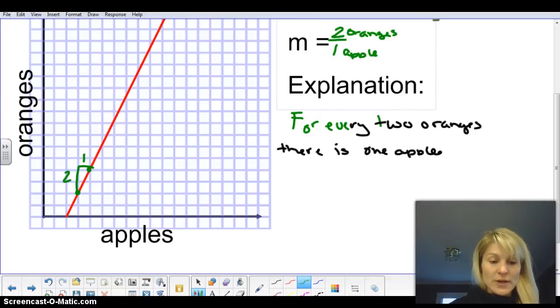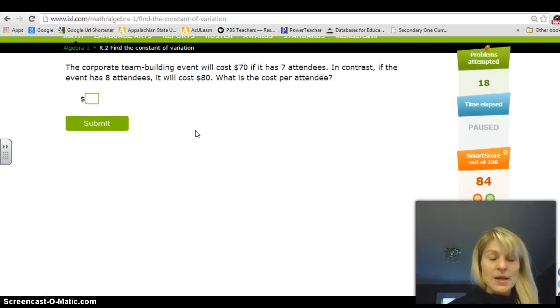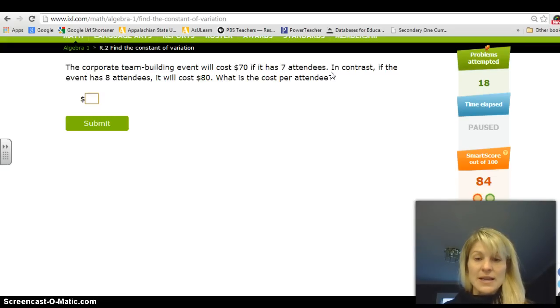And then we're going to work on some IXL, and you're going to do some like the examples we just did, but then you're also going to do some written examples like this. This is R2, and so we'll be doing this in class tomorrow. So when I'm working on these types of problems, I'm going to read it. A corporate team event will cost $70 if it has 7 attendees. In contrast, if the event has 8 attendees, it will cost $80. What is the cost per attendee?